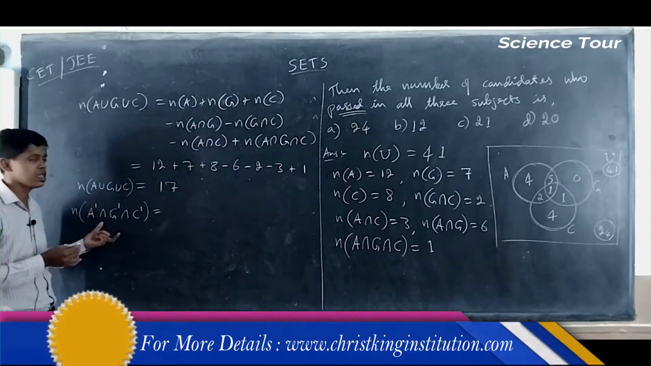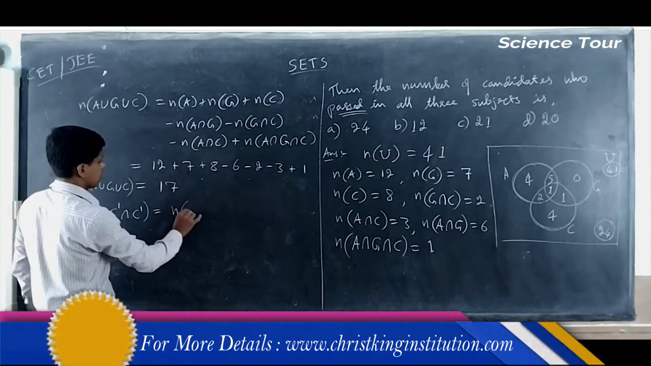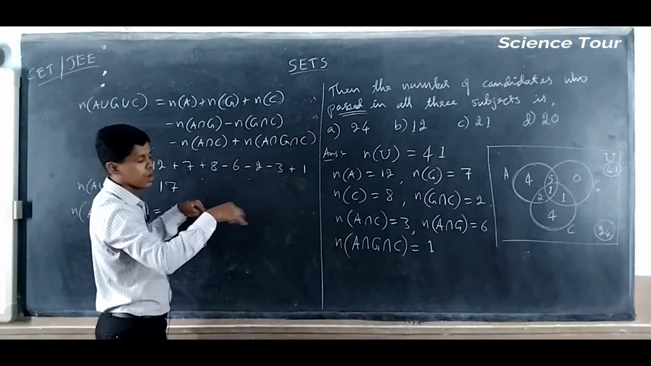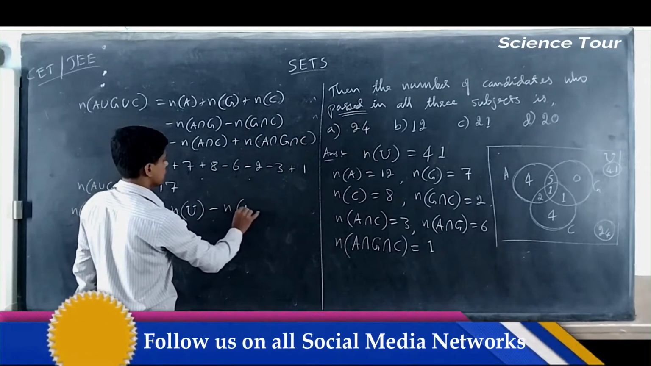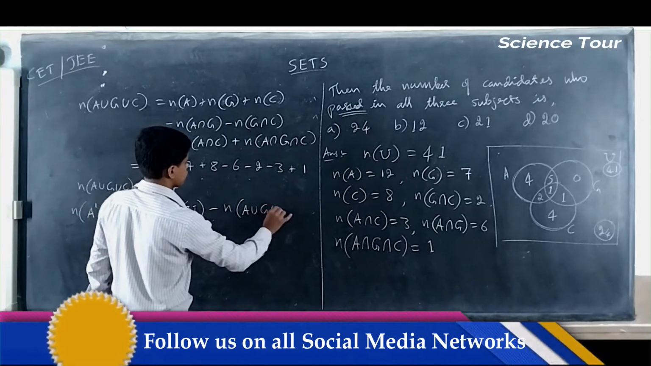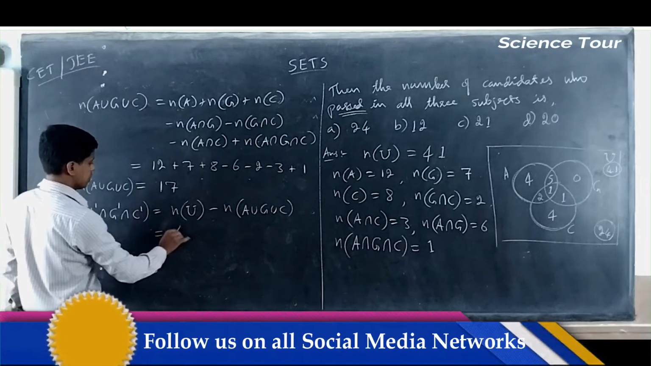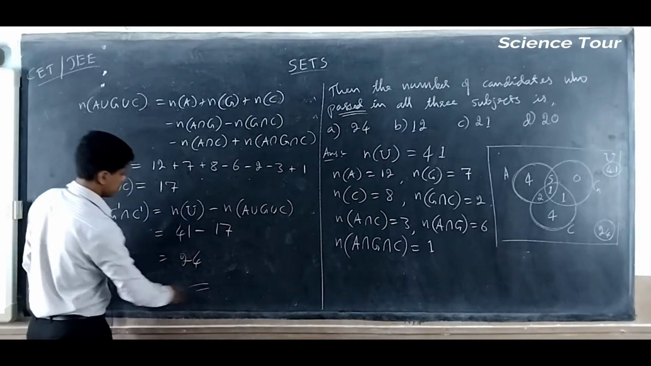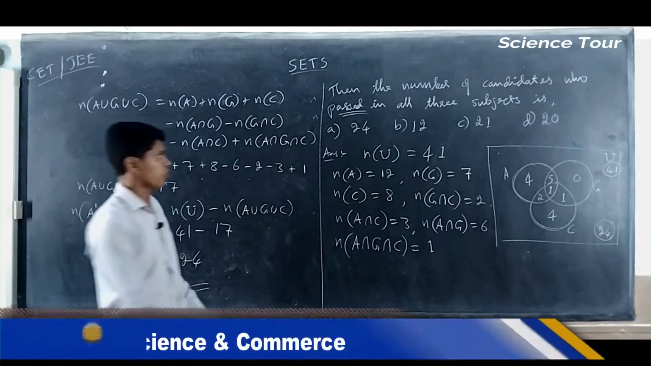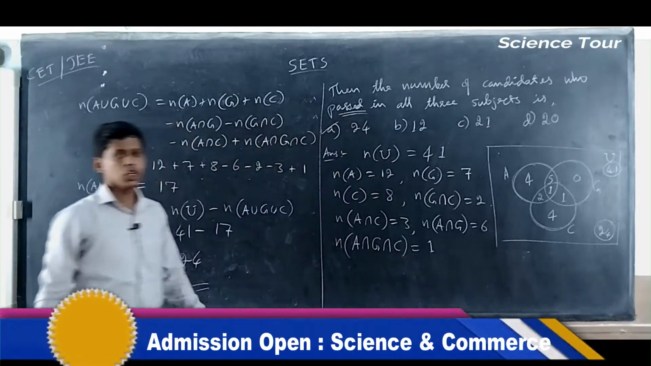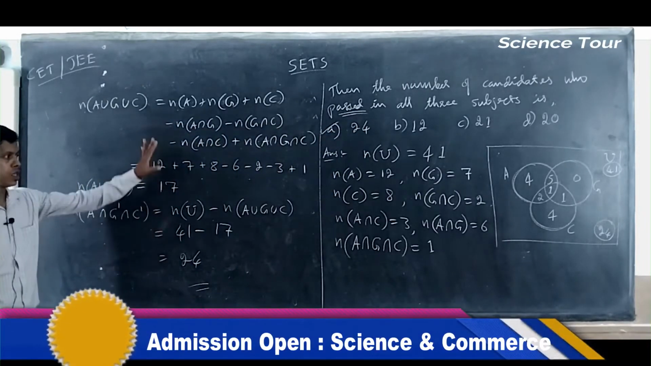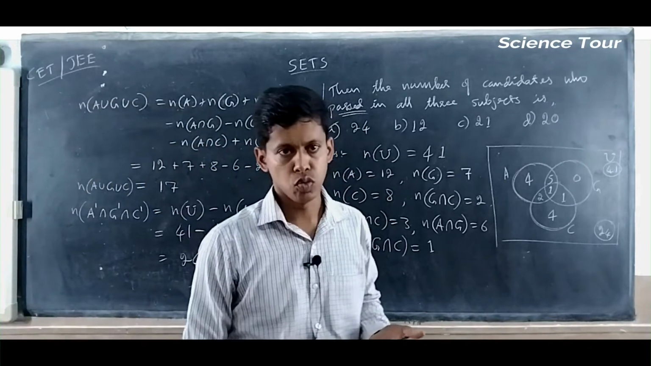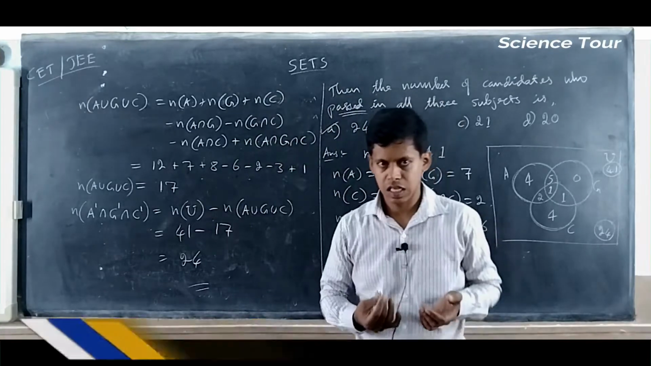So if you understand this, then you know the formula. N of U, the number of elements in the universal set, the rectangle, minus the number of elements in the circles, that is the union of all the three. This is 41 minus 17, which is nothing but 24. So 24 is the right option here. You can use the formula or the Venn diagram. Choice is yours. See what's easy for you. Let's move on to the next example.